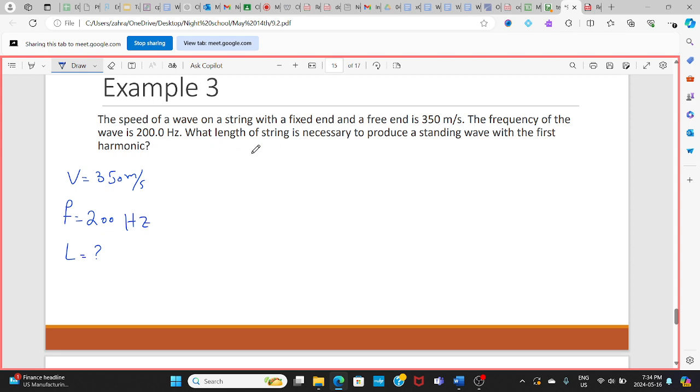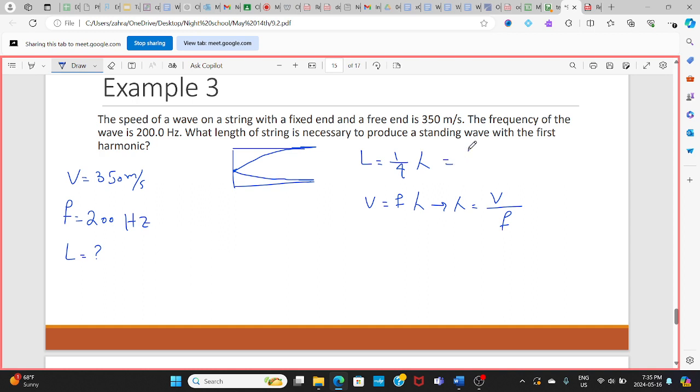Okay, since one end is closed, one end is open, you know for the first harmonic, you just need to really draw that. The length is going to be 1/4 of lambda. Again, I'm looking for the length. And I know the velocity is going to be frequency multiplied by lambda. If you rearrange for lambda, you get velocity over frequency. And here is 1 over 4. Lambda is velocity over frequency. You just put the number. Velocity is 350 meter per second, and here is 200. And that would give me the length.